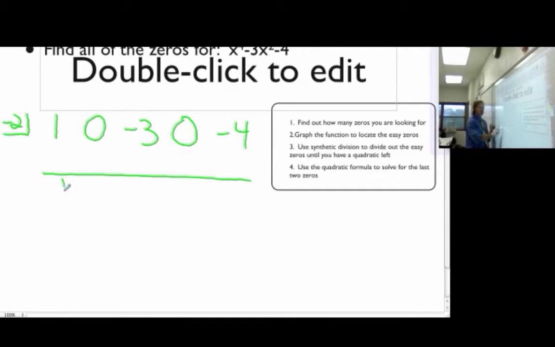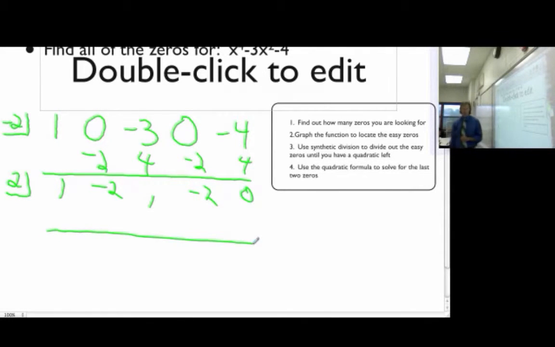Bring down the first number, multiply, add them up. Multiply, add them up. Multiply, add them up. If you don't get 0 there, you goofed, because you said on the graph that's a 0. All right, now I'm lazy. I just divide out the next one right from those numbers. I don't rewrite it. I just start from there.